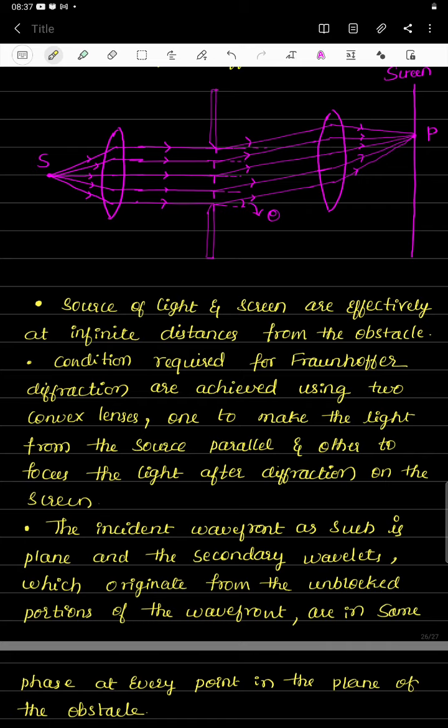So here the source of light and screen are effectively placed at infinite distance from the obstacle. Now in order to remove the practical difficulties, this Fraunhofer class of diffraction is achieved with the help of two convex lenses. The first convex lens makes the rays of light parallel, and the second convex lens is used to focus the light after diffraction onto the screen. So this focuses all these parallel rays after diffraction onto the screen, whereas the first lens makes the parallel rays.